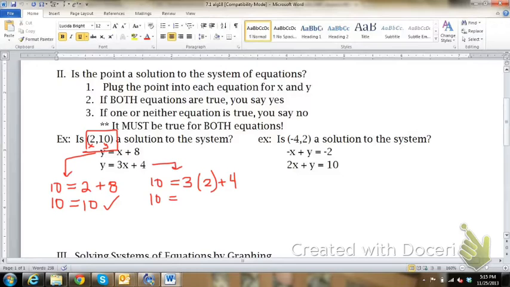So 10 equals 3 times 2 is 6. And 6 plus 4 equals 10. So because it worked for both, don't forget to answer the question. Say yes, it is a solution to the system. All right, let's try the next one.